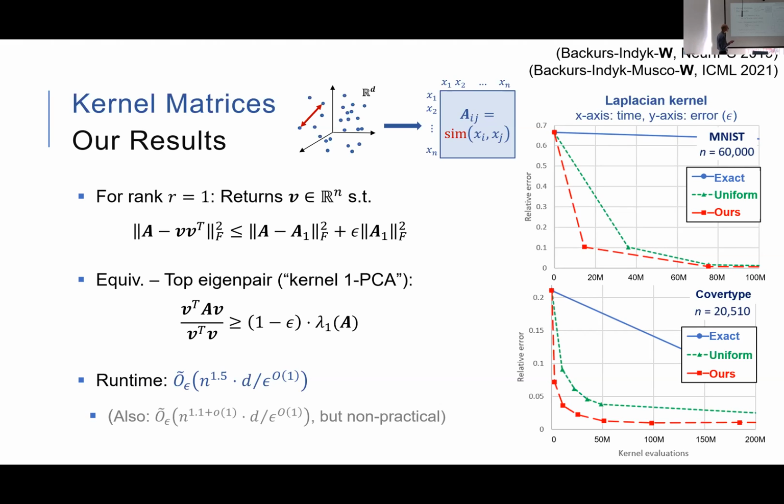So exact computation. This is a baseline based on uniform random sampling. I'm going to maybe say what it is if I have time, and the red is ours, and it gets a much better trade-off between the running time and the accuracy.